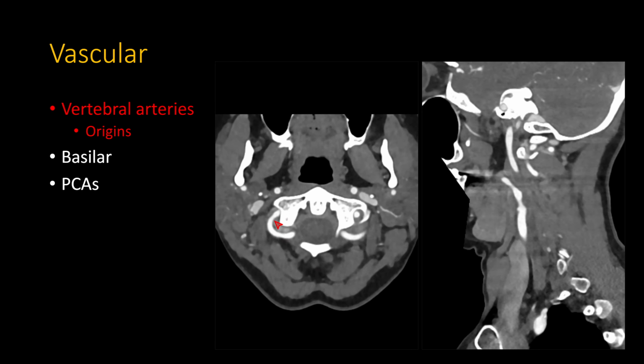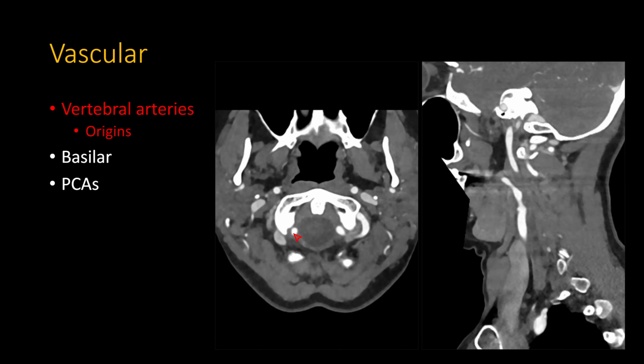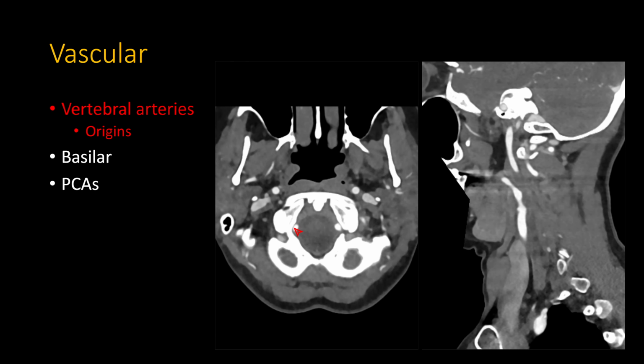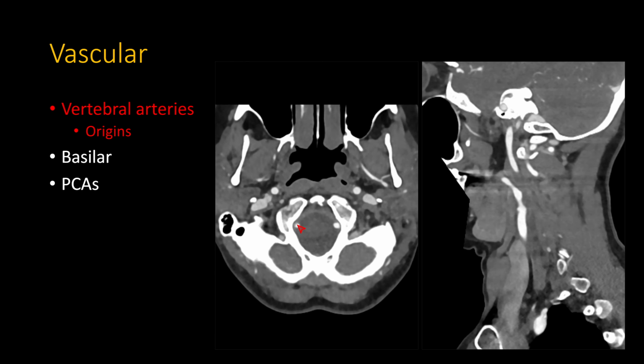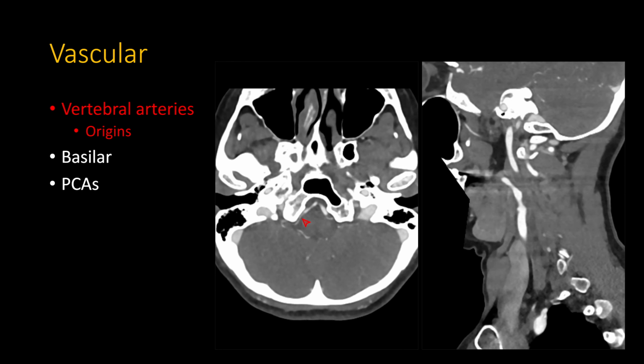Again, because it's horizontal, you want to take your time, look at all of the trajectory of the vessel, and then once it enters the dura right here, see it's entering the dura and now it's in the CSF space, then it becomes the V4 segment. So now this is the V4 segment of the vertebral artery.